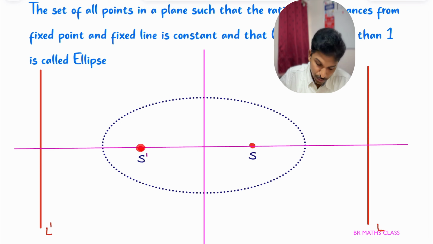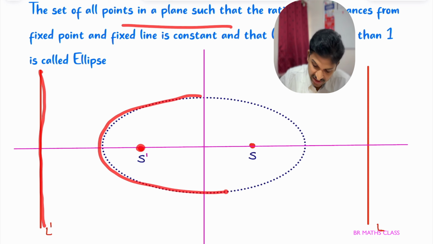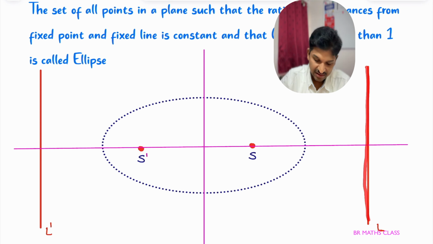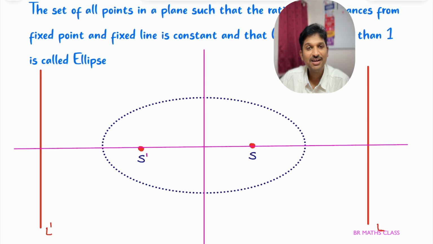Initially, if we take a fixed point here and a fixed line here, and if you follow this definition, you will get the same diagram. As the ellipse is symmetrical about the coordinate axes, this ellipse will have two focuses. We'll call them foci, S and S dash. And the ellipse contains two directrices. Here the fixed line L is there, that is also a directrix. Another directrix you will get here. I hope you understand the definition of the ellipse and why we get two focuses for an ellipse.